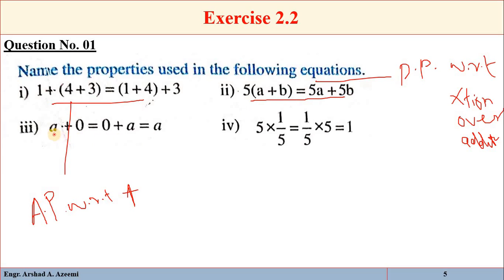And here you can see a plus 0 is equal to 0 plus a is equal to a. So this is the additive identity. 5 multiplied by 1 over 5 is equal to 1 over 5 multiplied by 5 is equal to 1. So this is the multiplicative inverse.